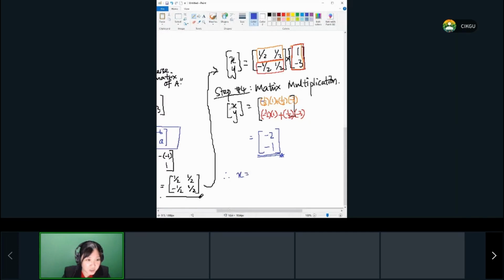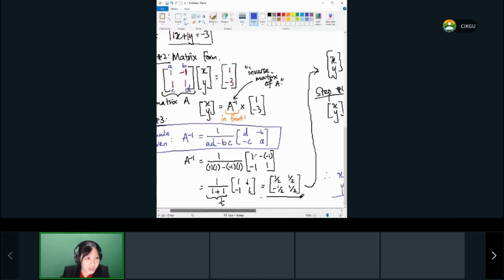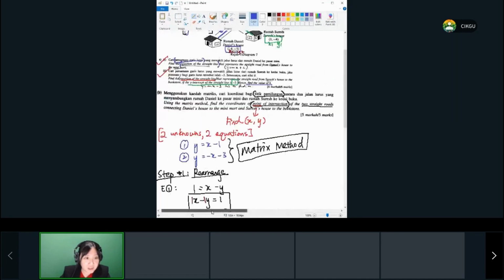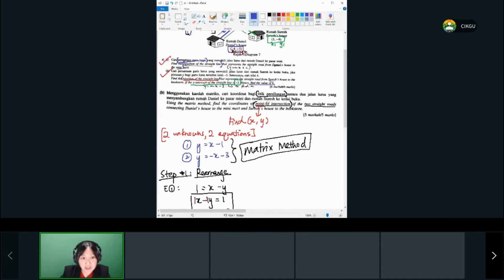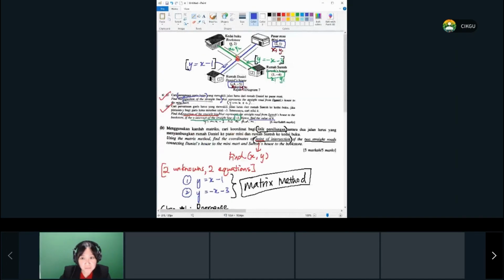My final answer: my x coordinate is the top value, negative 2, and my y value is negative 1. Remember, my x and y was the coordinate of the intersection point. That means these two lines will cross at negative 2 and negative 1.